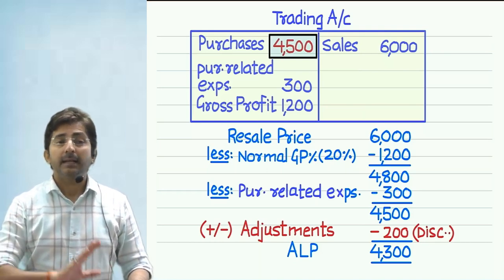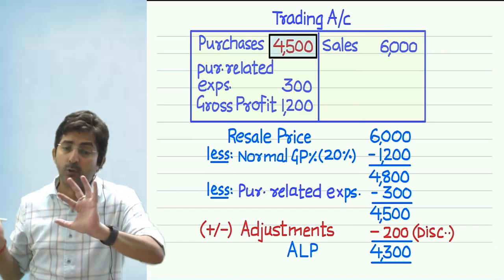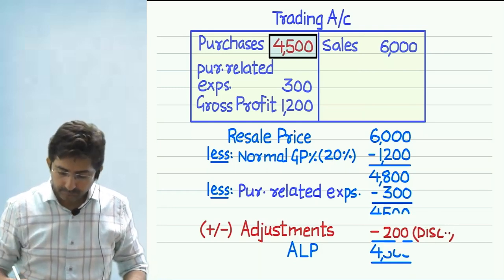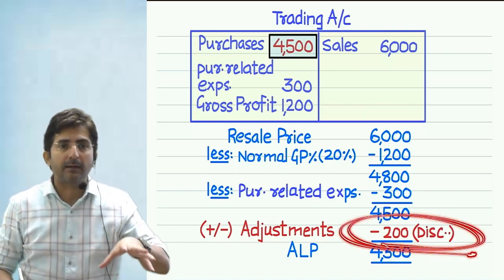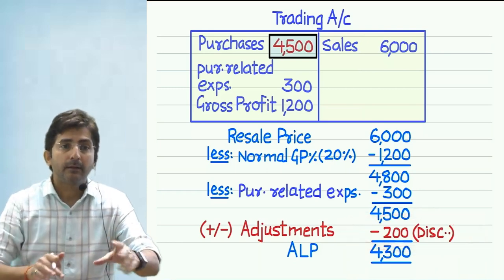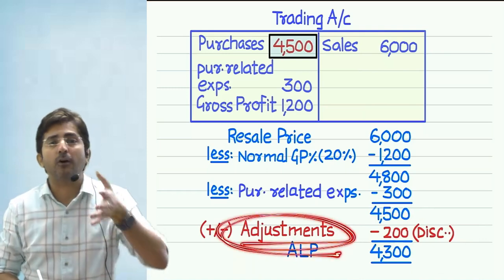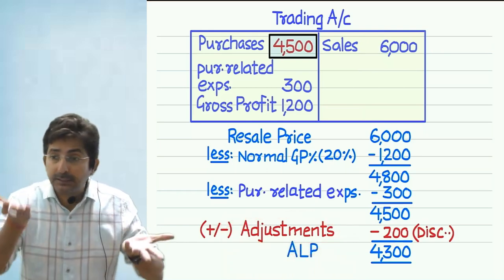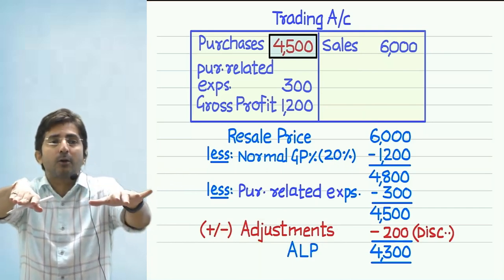What did I say? Adjustments to account for. See, to account for means to add or less, you are accounting for. See, in English what we say? That we are accounting for the discount adjustment. So to add and less is what you are accounting. So you know what is the language of the law? Adjustments to account for. Repeat what it should be. Adjustments to account for differences between international transaction and uncontrolled transaction.